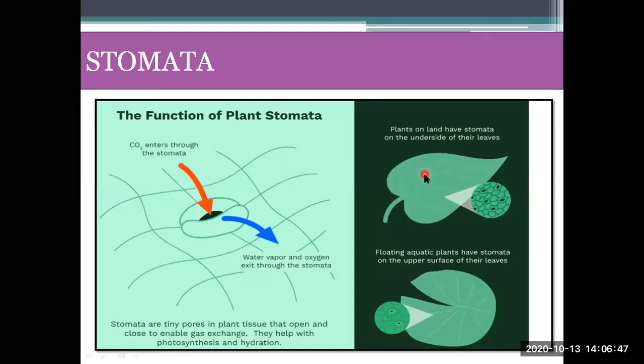There are three main tissue systems: dermal tissue system, fundamental tissue system, and vascular tissue system. Dermal tissue system is composed of the epidermis. Fundamental tissue system is composed of parenchyma, collenchyma, and sclerenchyma. And vascular tissue system is composed of xylem and phloem. These stomata and trichomes are a part of the dermal tissue system, so they are always present at the uppermost part. In the leaves they are present on the lower side. So this was a brief introduction to the stomata, its definition and its function.